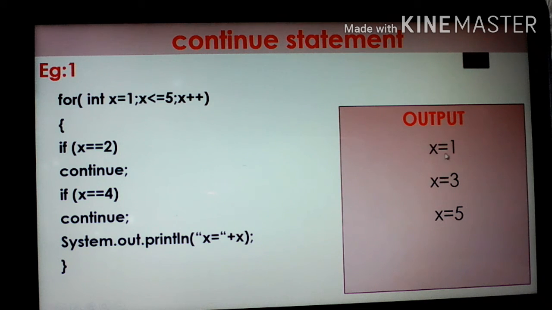Thus we got the output x equal to 1, x equal to 3 and x equal to 5. When the value of x is equal to 2 and when the value of x is equal to 4, the control goes to the continue statement and goes directly to the next iteration. Okay.